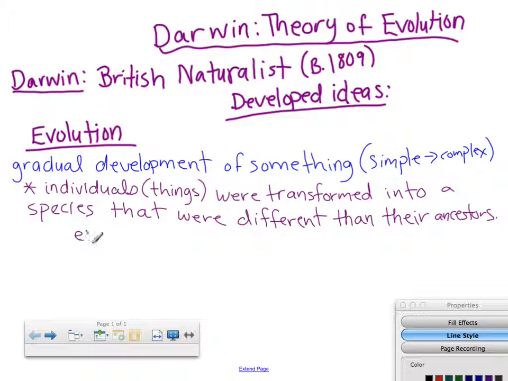For example, reptiles to birds. There's the theory that dinosaurs are more similar to birds than they are to reptiles.